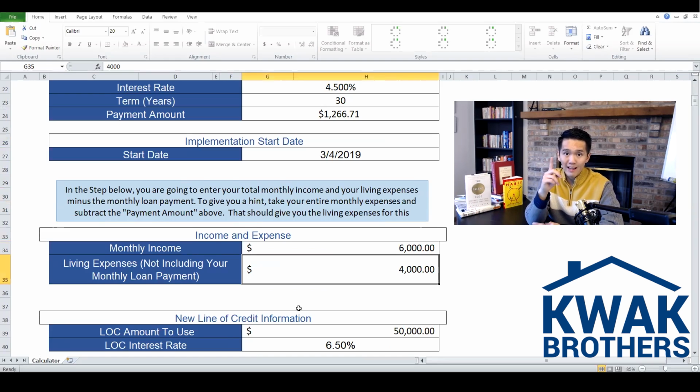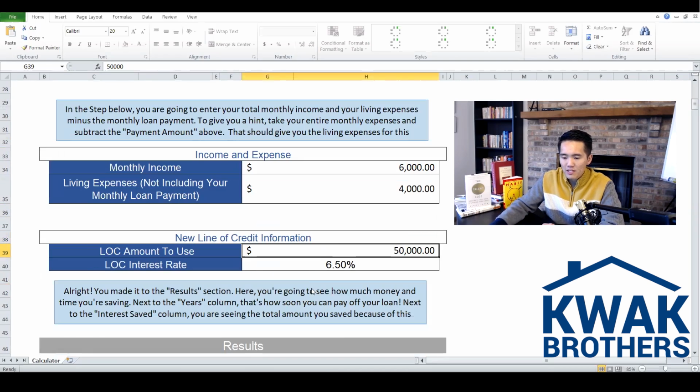But be sure, remember, you got to add the taxes and insurance back onto the living expenses because technically you are still paying for that. The calculator may not tell you, but make sure you put the taxes and insurance back into the living expenses. Okay. The next thing is you're going to go ahead and put your line of credit amount to use.